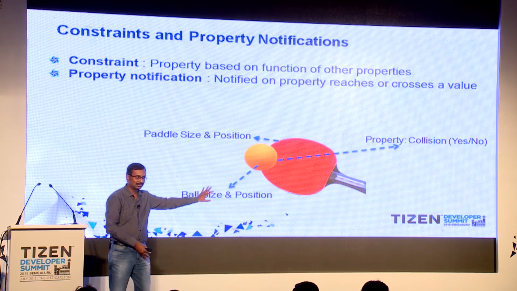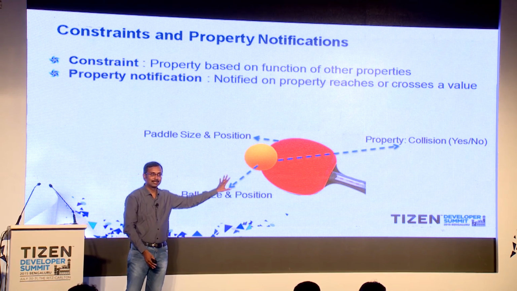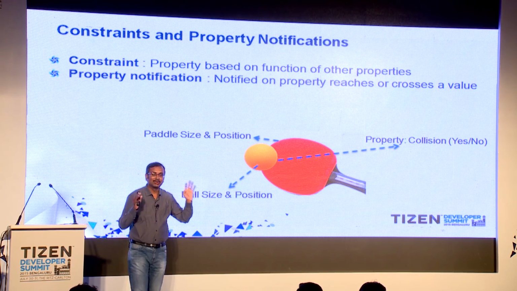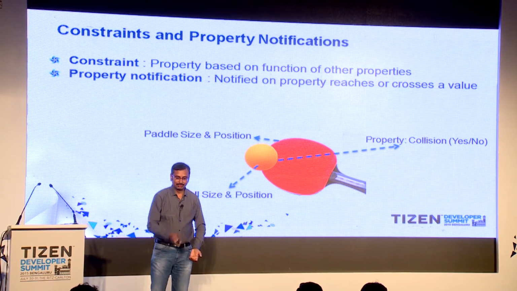For example, if you have a paddle and you have a ball, based on the ball size and location, paddle size and location, you can decide whether it's in collision or not. Based on the collision, you can generate a set of effects.